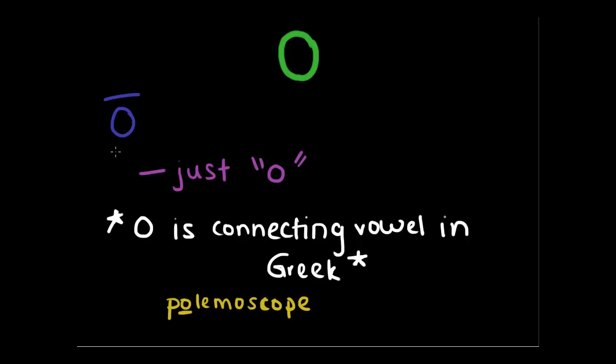So again, going back to the long O, wherever the long O is, it's just going to be an O, be it at the beginning or in the middle or at the end. But just remember that O is the connecting vowel in Greek, so it's very, very common. So again, you might see it representing the long O sound. Okay, that's it for long O.